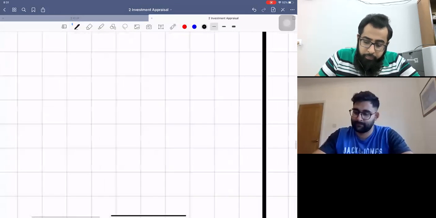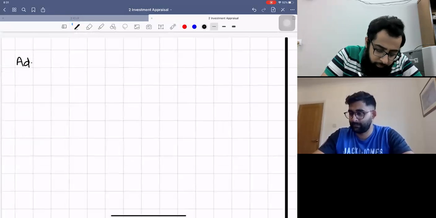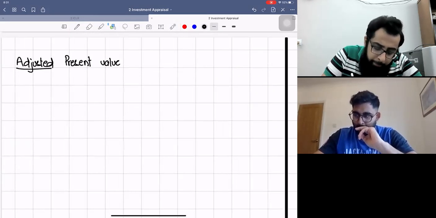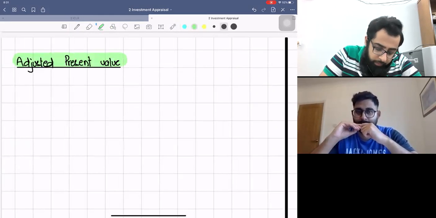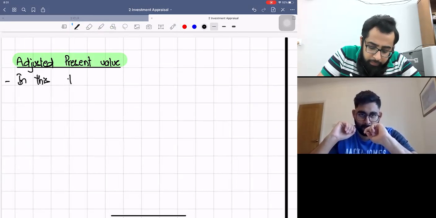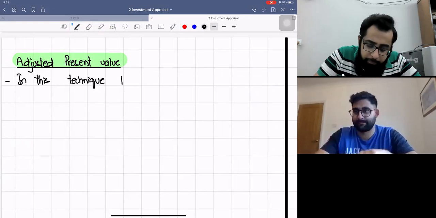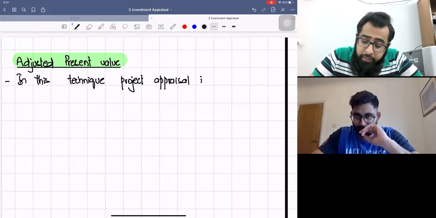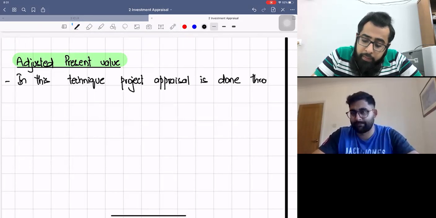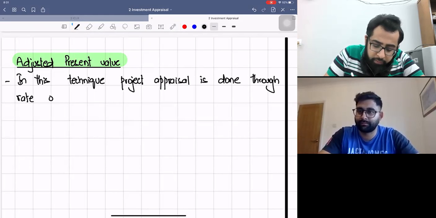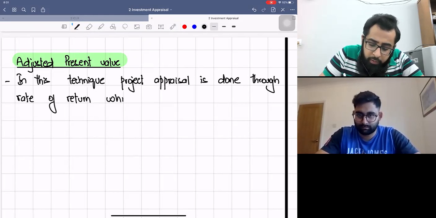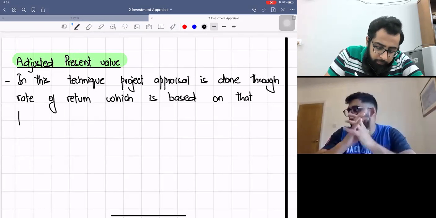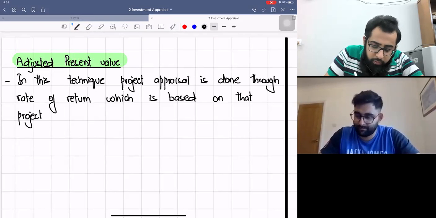Adjusted present value. In this technique, project appraisal is done according to a rate of return, which is based on that project's own risk profile.